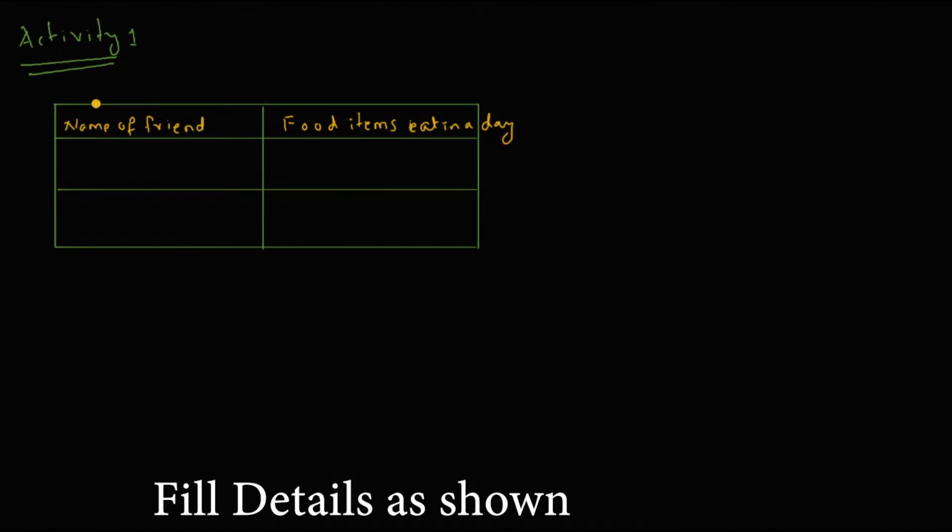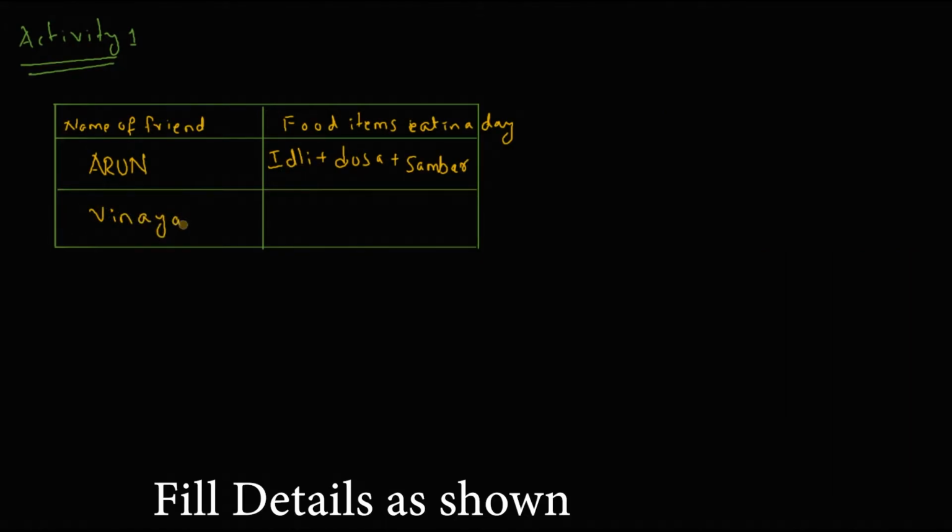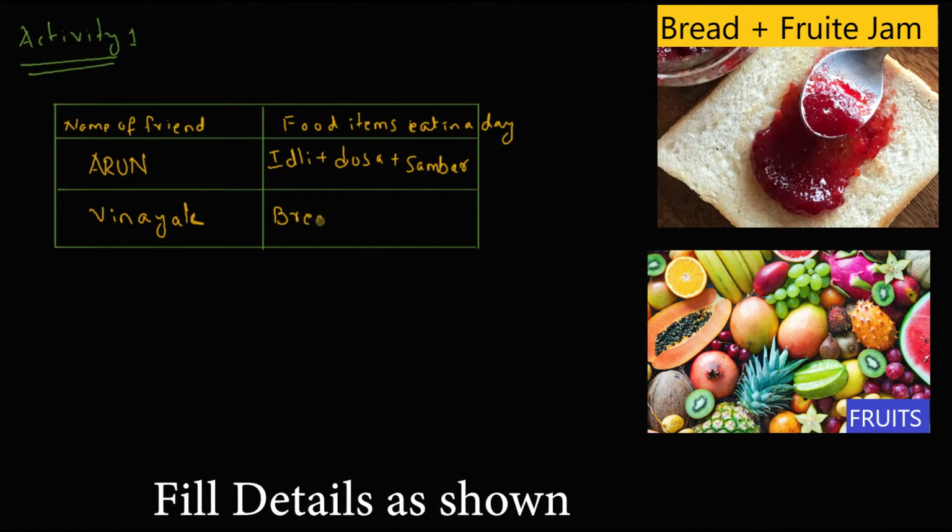Okay, so now here, try to understand. Arun is the name of your friend. He had idli, dosa and sambar. Okay, and Vinayak had bread plus jam plus fruit.